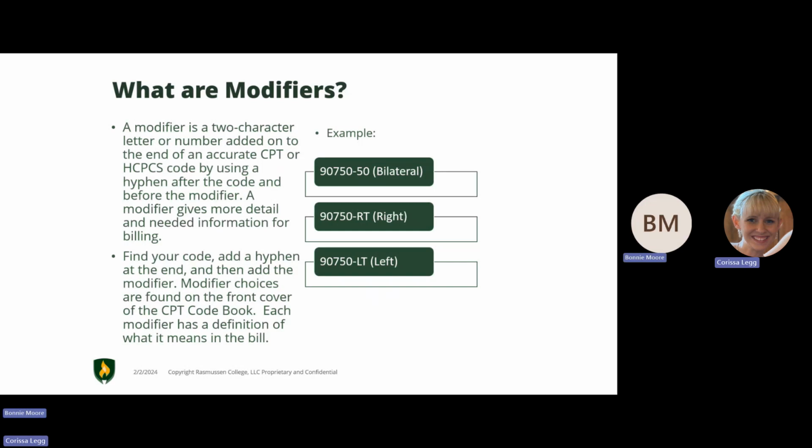Just so you're aware, the modifier choices are found actually in the front cover of a CPT code book. They're all listed there and what they mean. So if you ever get a chance to see a CPT code book, just flip the front cover and look inside it, and all those codes will be there.